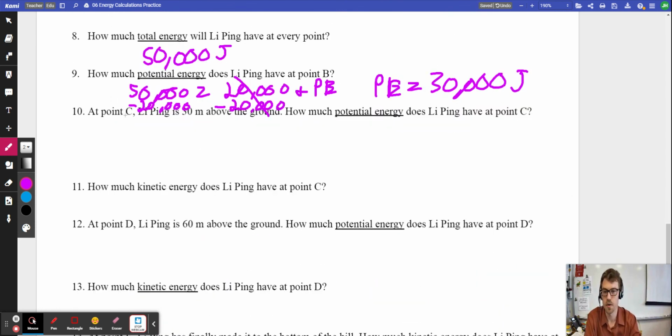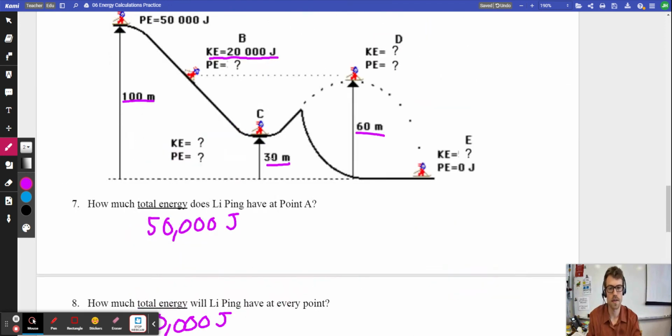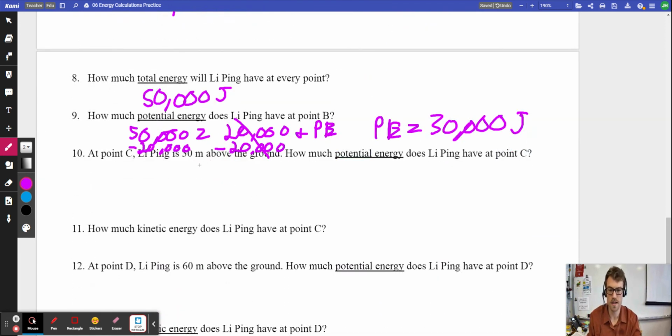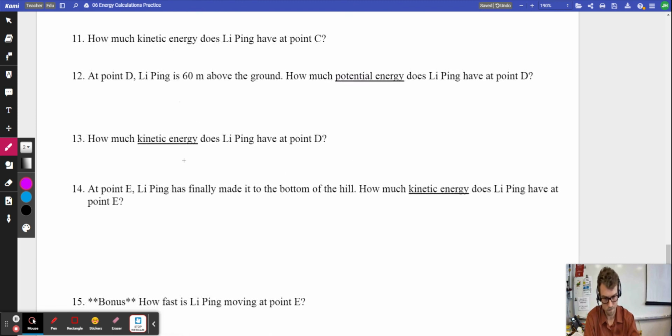For the next question, it says at point C, Li Ping is 30 meters above the ground. Is that right? Yeah, 30 meters above the ground. So that is going to be your height. It asks you how much potential energy. So you need to calculate the potential energy using the same equations we did above. And then you need to use what we just kind of did in order to figure out how much kinetic energy he has, remembering that the total amount is going to be 50,000. You're just going to repeat that a couple times.